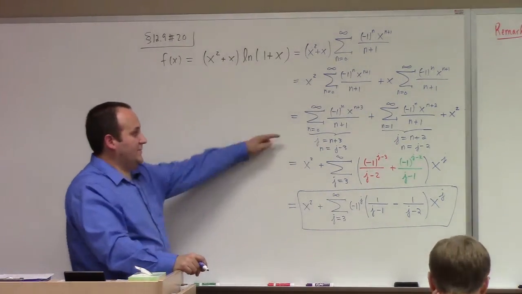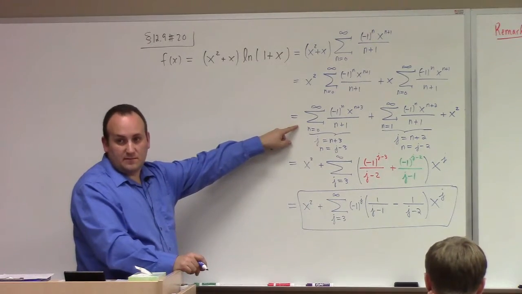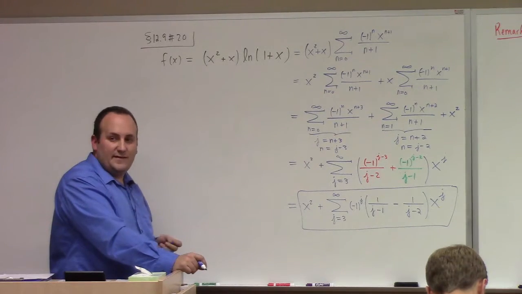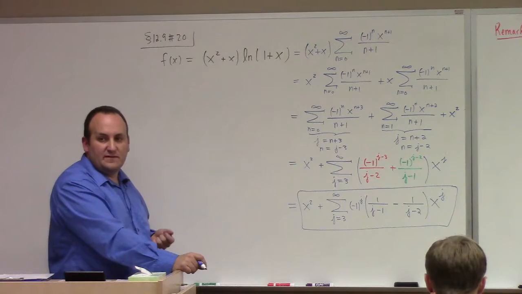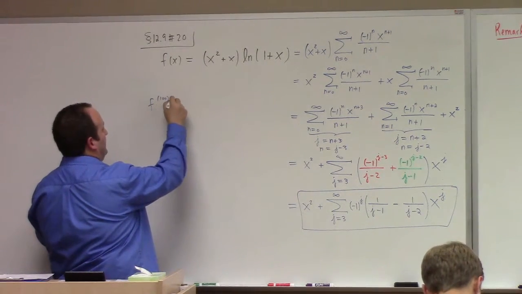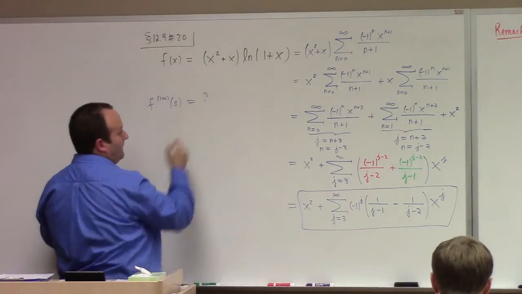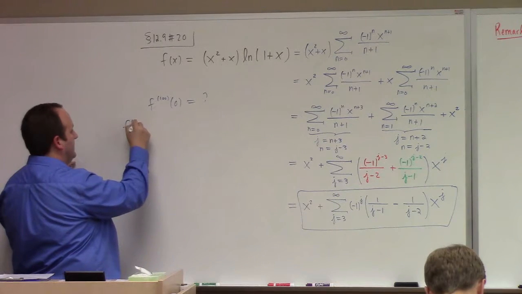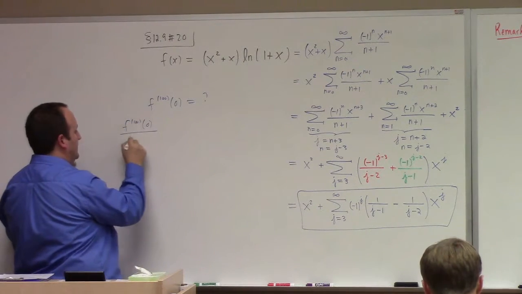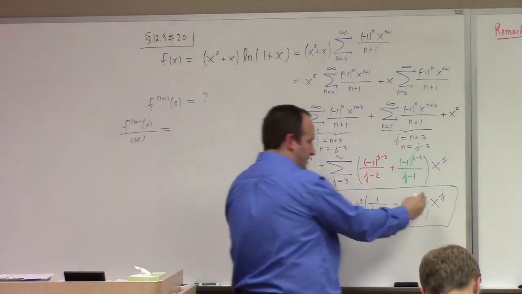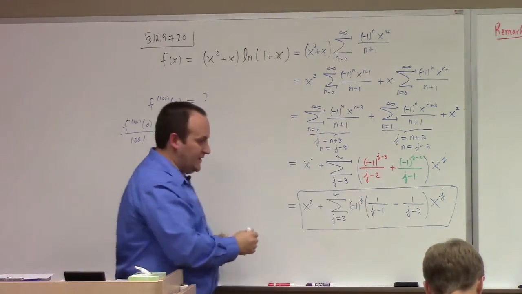I would give significant partial credit for getting to here. But I think this is maybe the best answer. And this answer allows you to answer questions like, what's the 100th derivative of this function? Like, what's f^(100) of 0? I just say f^(100) of 0 over 100 factorial is equal to whatever the coefficient of x to the 100 is. And I can see what that is pretty easily from that.